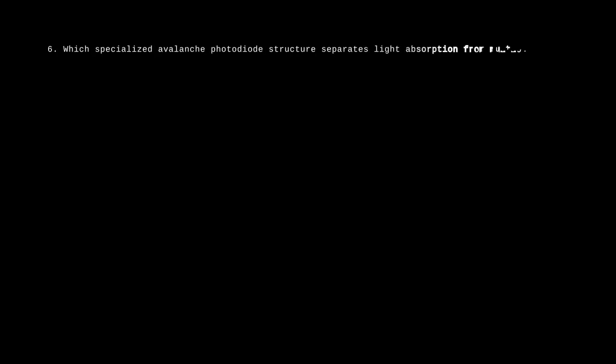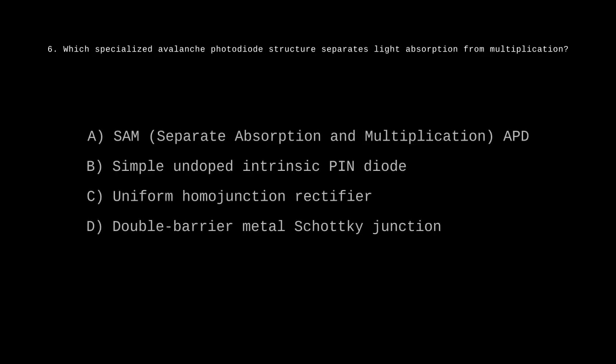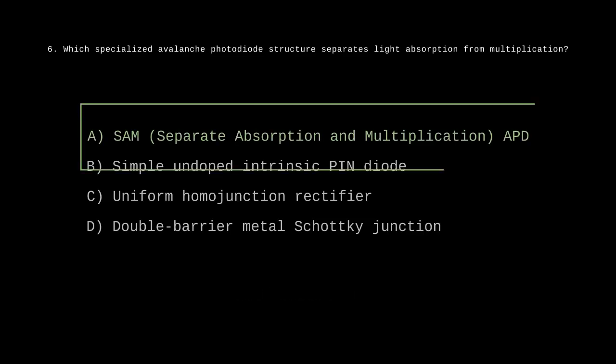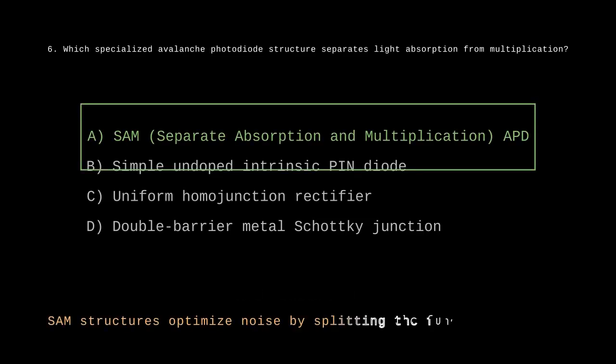Question 6. Which specialized avalanche photodiode structure separates light absorption from multiplication? Separate absorption and multiplication, or SAM-APDs, isolate the photon capture zone from the high-field multiplication zone to improve performance.